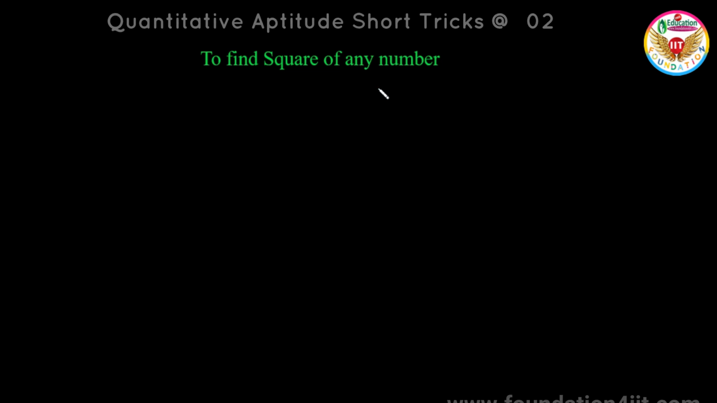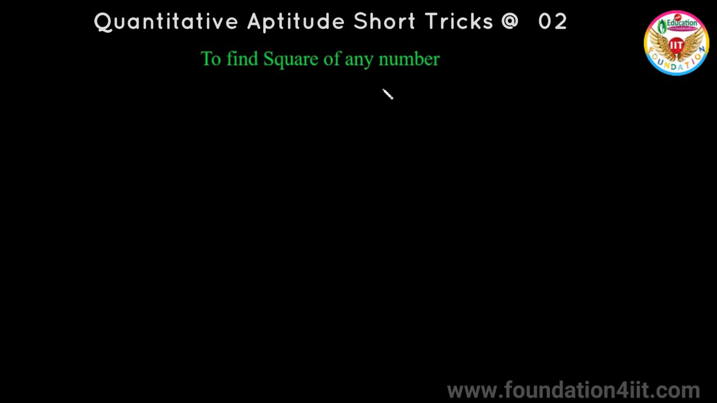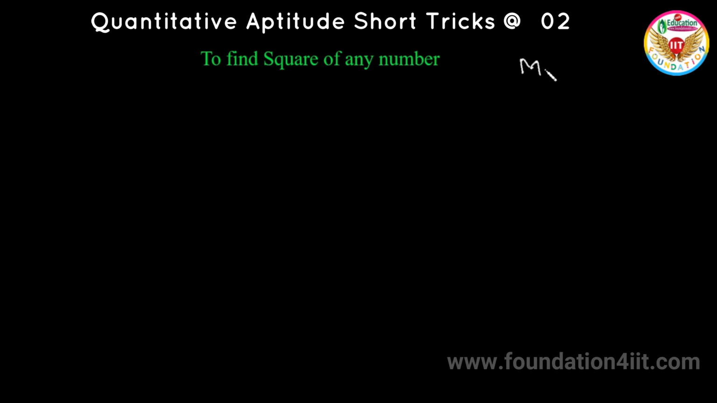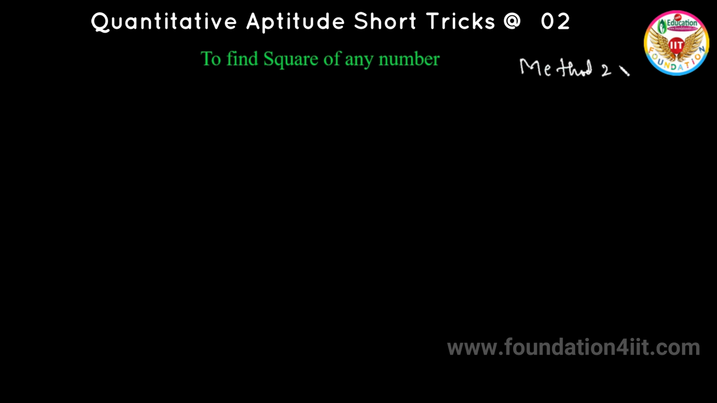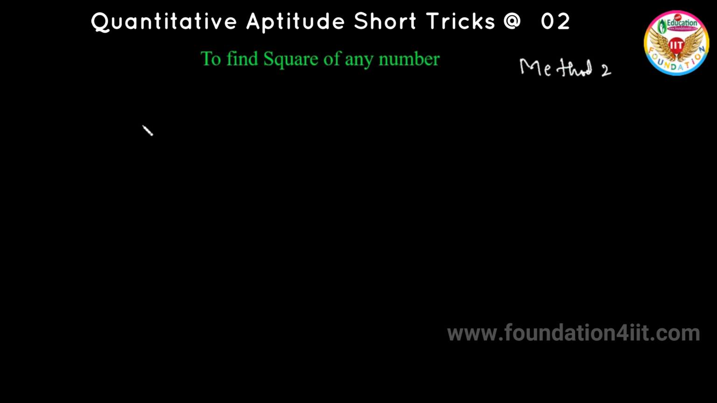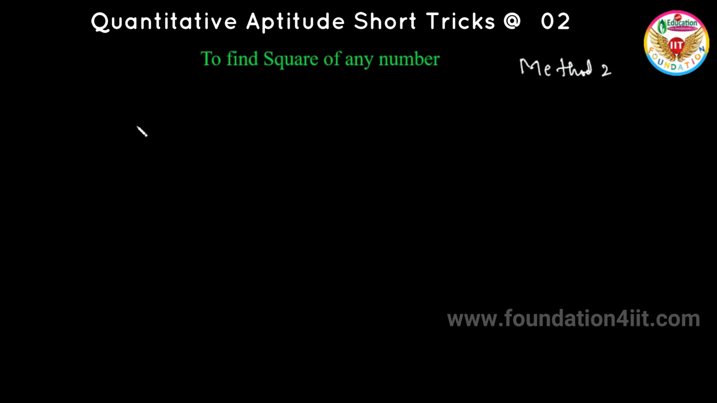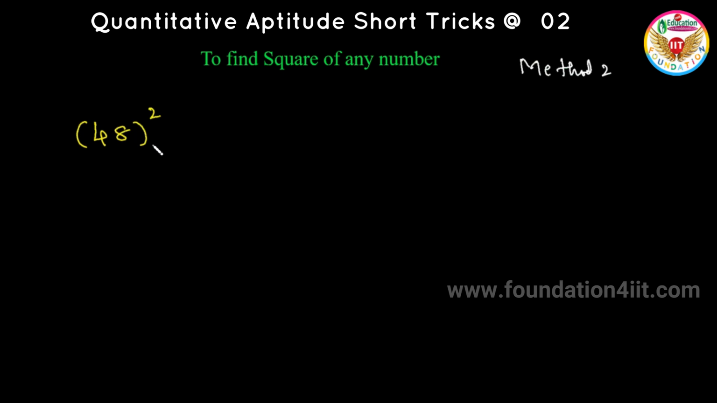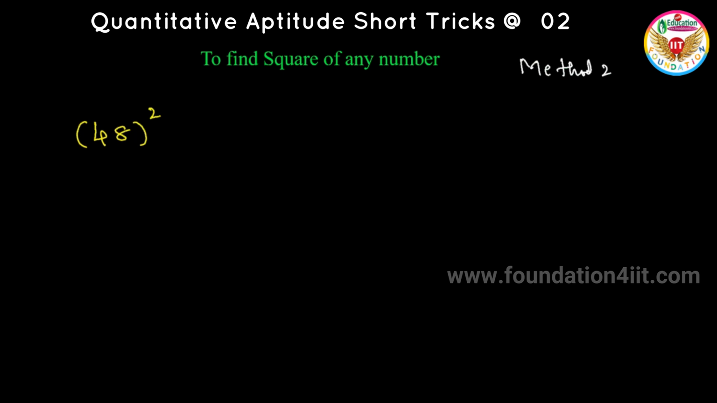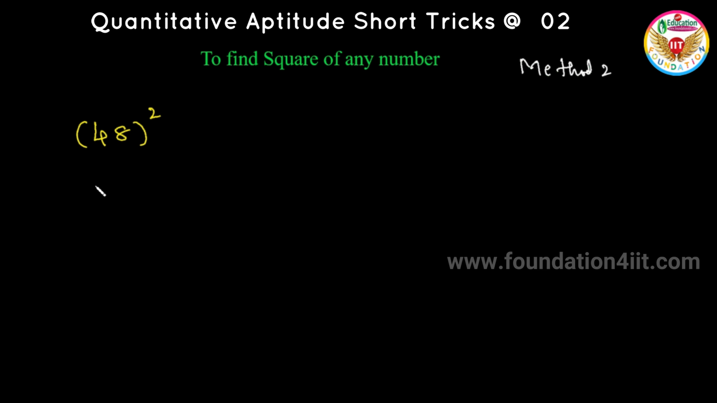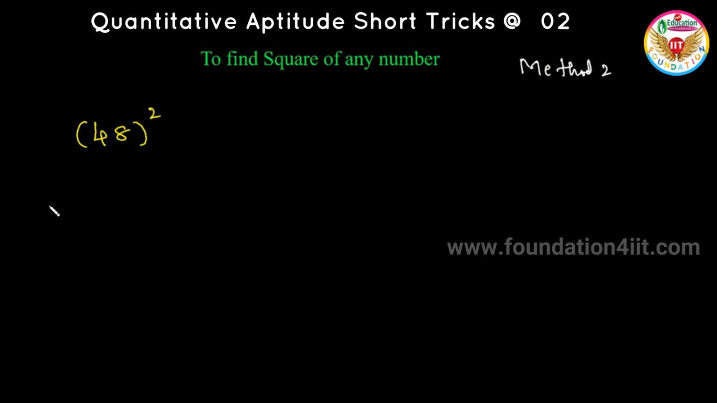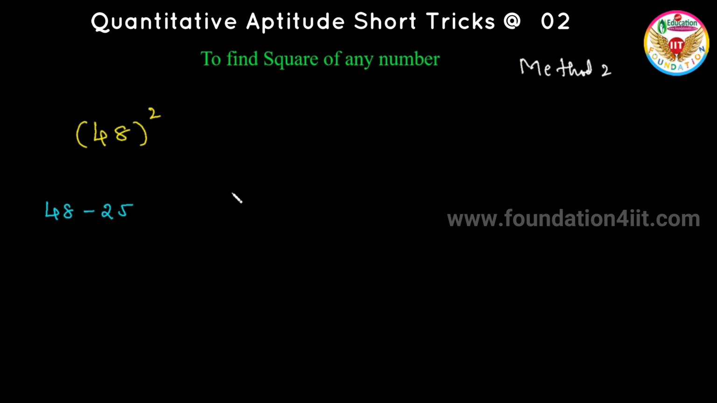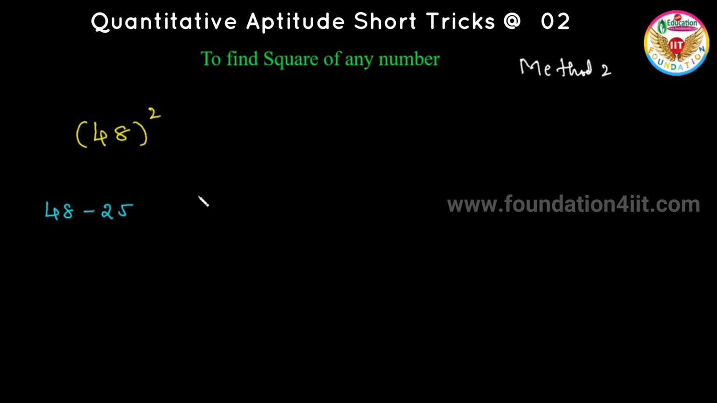To find the square of any number which is very close to 50, we can use one simple technique. I'll show method 2 in this. For example, take a number very close to 50, like 48. If you want to find 48 squared, there are two things to remember: the 25 and 50 method. That is, take 48 and subtract 25, and take 48 and subtract from 50.